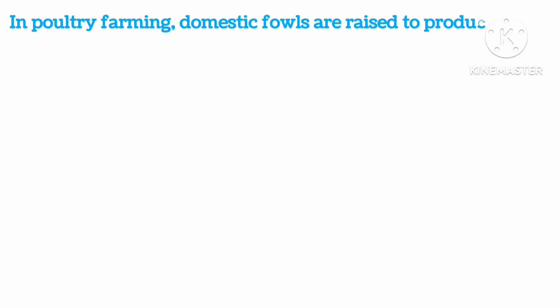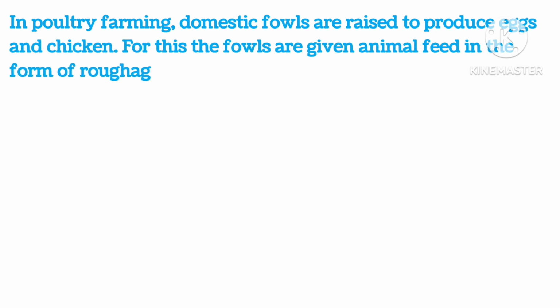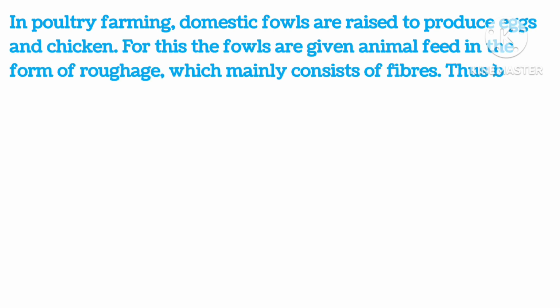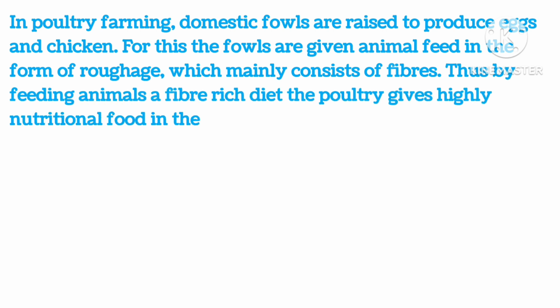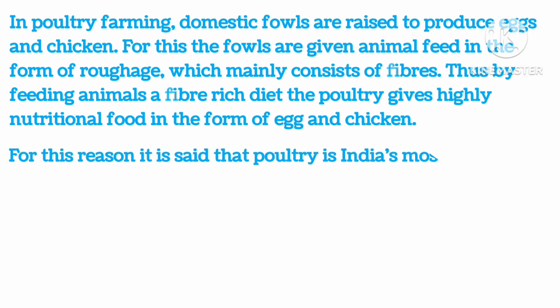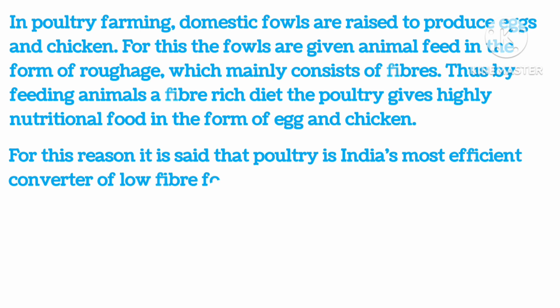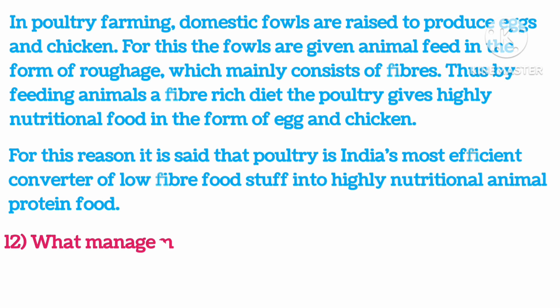In poultry farming, domestic fowls are raised to produce eggs and chicken. For this, the fowls are given animal feed in the form of roughage, which mainly consists of fibers. Thus, by feeding animals a rich fiber diet, the poultry gives highly nutritional food in the form of egg and chicken. For this reason, it is said that the poultry is India's most efficient converter of low fiber foodstuff into highly nutritional animal protein food.